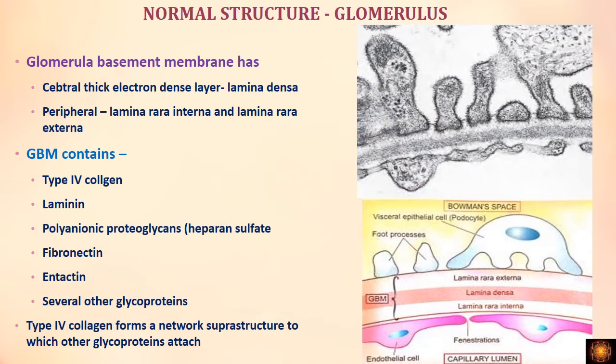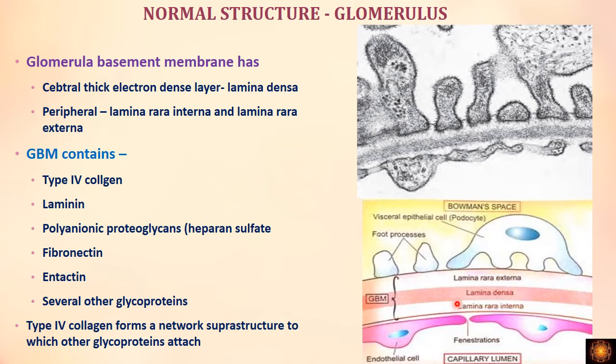Coming to the detailed study of the structure, the glomerular basement membrane, on the external surface of which we have the visceral epithelial cells, and on the inner surface we have the endothelial cells. It actually consists of three layers. The central layer we call the lamina densa, the external part we call the lamina rara externa, and the inner part we call the lamina rara interna. So lamina densa is the central part, externa is where we have the visceral epithelial cells, and rara interna is where we have the endothelial cells.